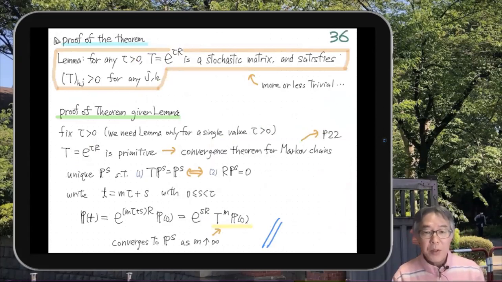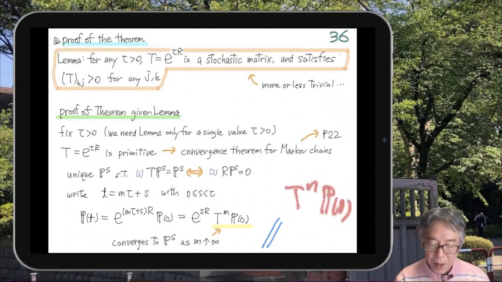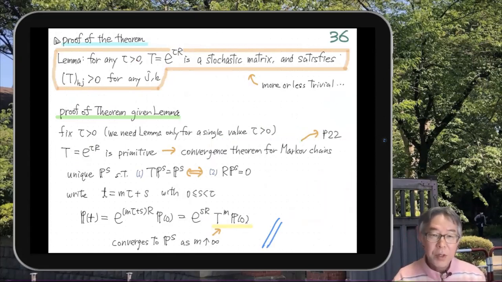Now the rest of this video is about the proof of this convergence theorem. And again, you may skip this part. And actually, it's not very interesting anymore, because the essential part, the most interesting part of the proof, was already done when we discussed the convergence proof for this T to the n P0 case for stochastic matrices. And we do rely on this convergence theorem for stochastic matrices. Okay, let's continue.